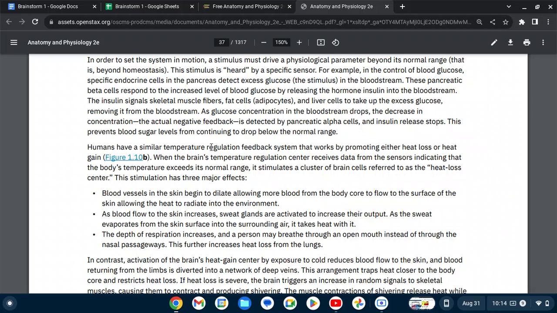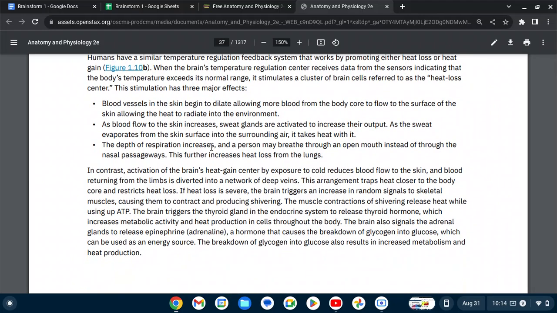removing it from the bloodstream. As glucose concentration in the bloodstream drops, the decrease in concentration, the actual negative feedback, is detected by pancreatic alpha cells, and insulin release stops. This prevents blood sugar levels from continuing to drop below the normal range.